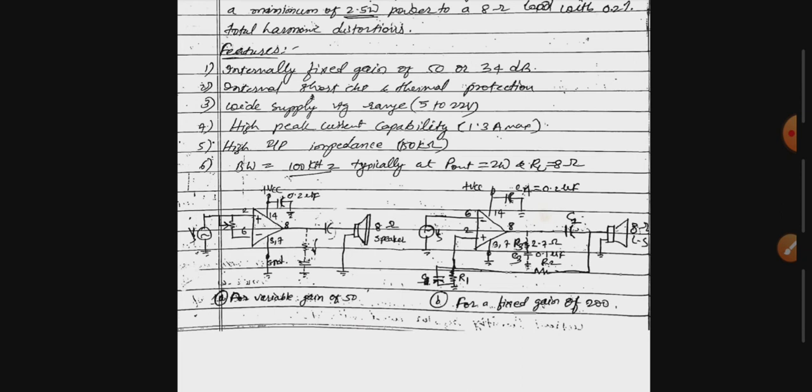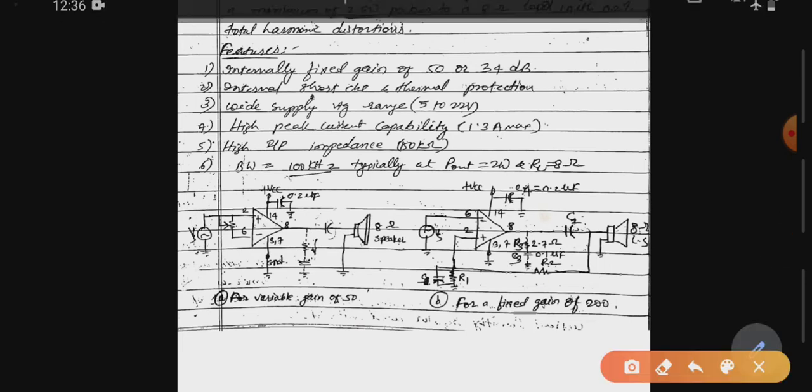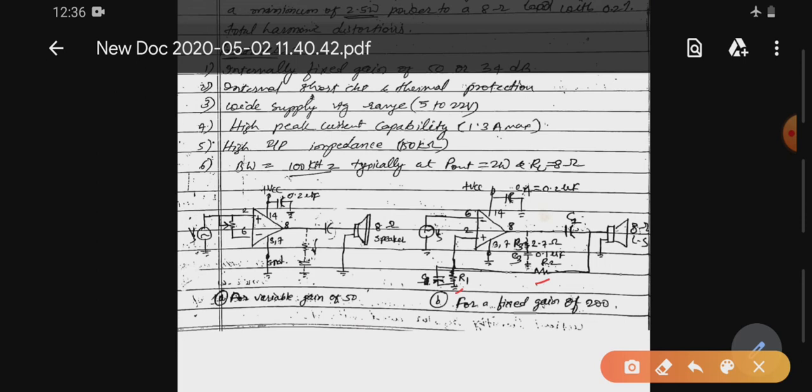In the second diagram, the LM380 is connected for a fixed value of gain, up to 200. The input signal is applied to the inverting terminal and the output of the amplifier is fed back to the input through the feedback network R1 and R2. Here you can see the feedback network which is formed by the two resistors R1 and R2. Now here it is a positive feedback.